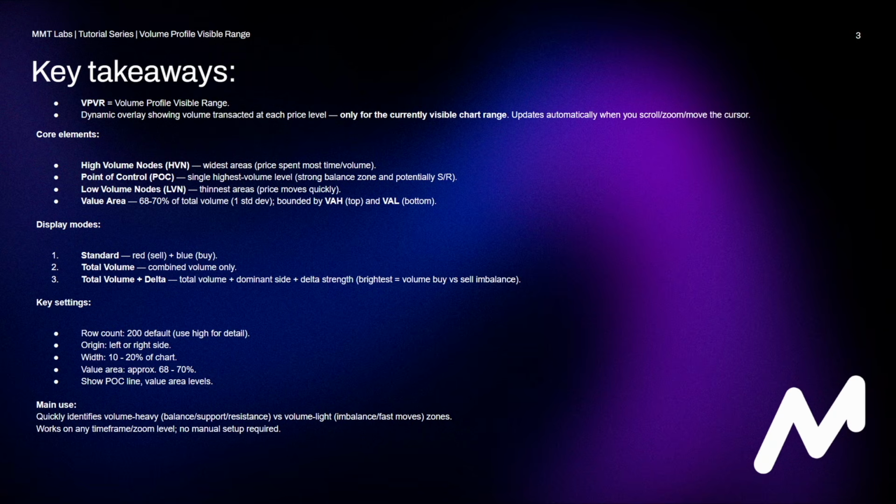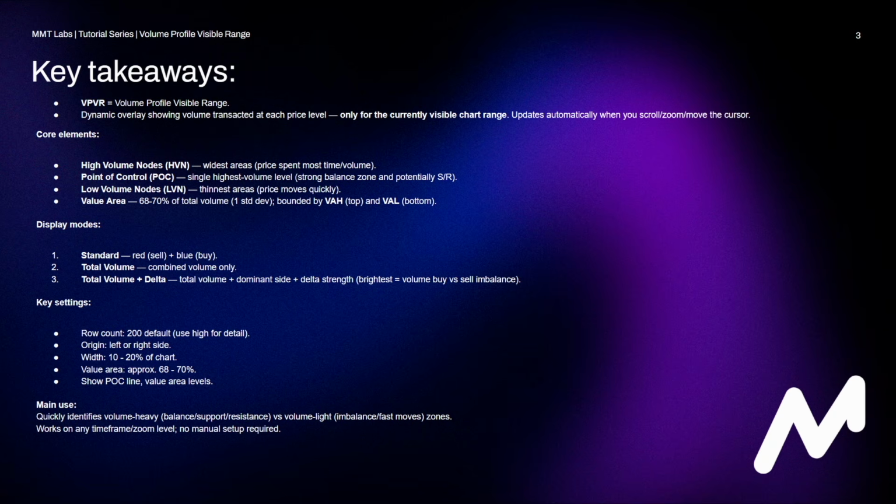The low volume nodes are the thinnest distributions of volume because price tends to move across them quickly. The value area accounts for approximately 1 standard deviation's worth of volume, or about 68 to 70%. The top of this value area is the VAR, and the bottom is the VAL. These levels can function as support and resistance respectively, and also act as a directional bias for range rotations.